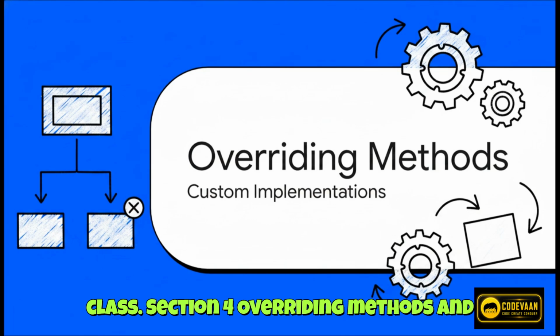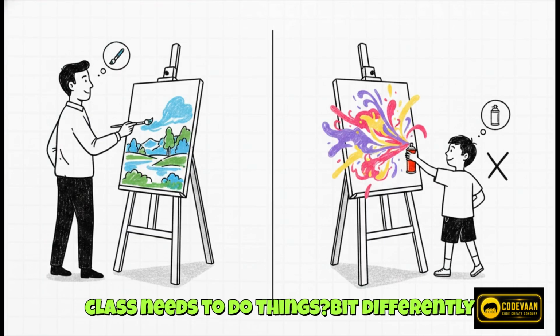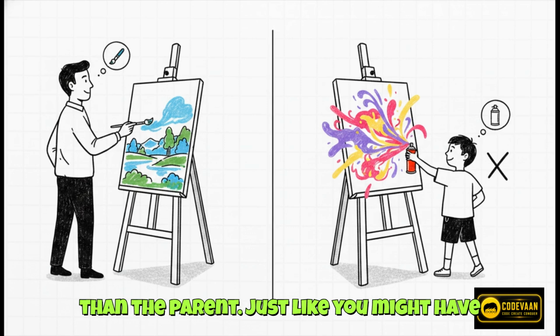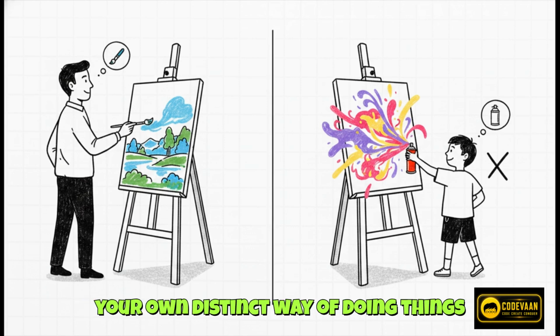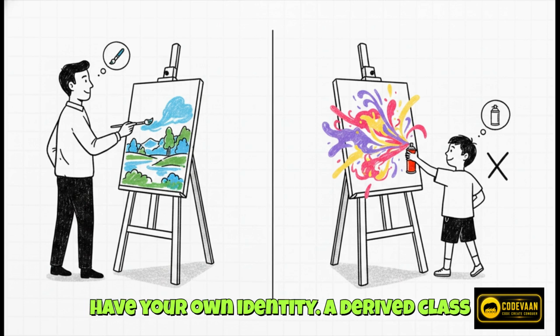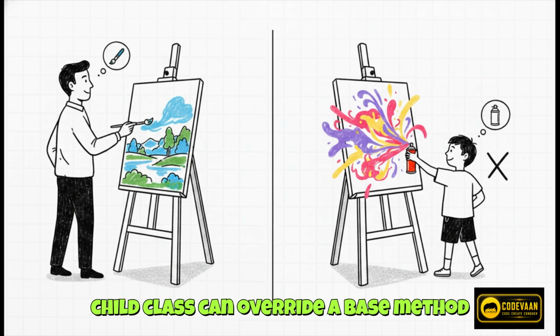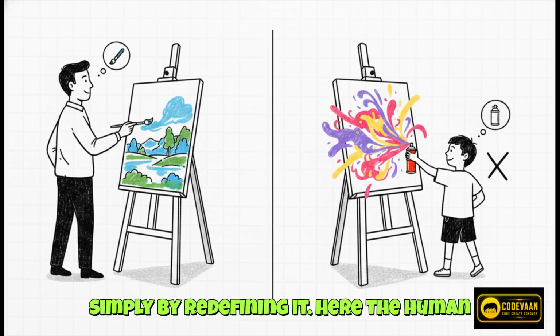Section 4, overriding methods and logic. But what happens when the child class needs to do things a bit differently than the parent? Just like you might have your own distinct way of doing things compared to your parents, you have your own identity, a derived class can have its own specific behavior too.